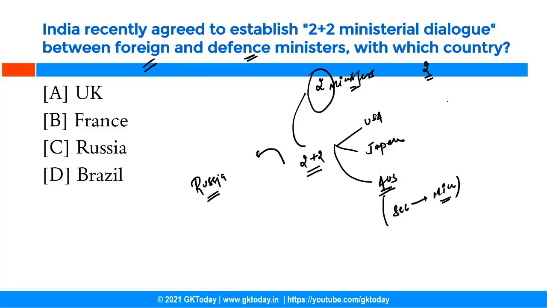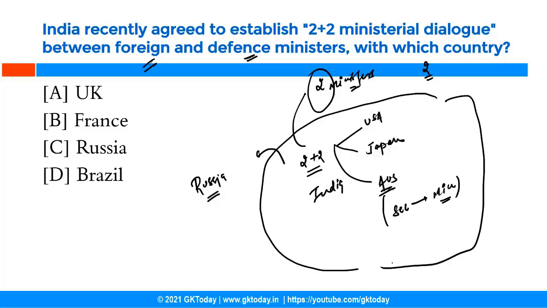Please note that these four countries, that is India, USA, Japan and Australia, are the part of Quad. Quad is Quadrilateral Security Dialogue. So Russia is going to be the first non-Quad member where we are going to have 2+2 dialogue. These four countries were also in news because of Malabar naval exercise.